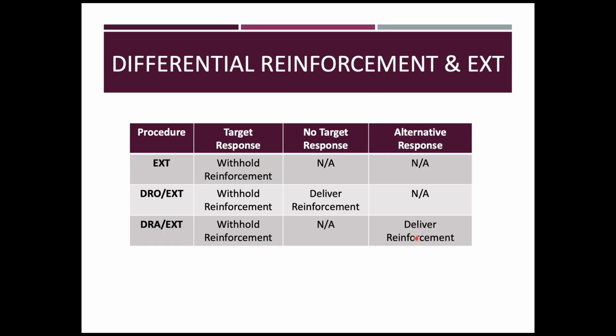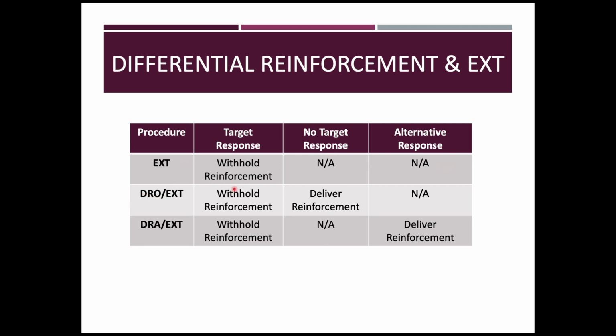So here's a grid that sort of indicates what's happening procedurally with extinction, DRO, and DRA. And as you can see, both these differential reinforcement procedures have an extinction component built into them. So with extinction, if the target behavior occurs, we withhold reinforcement, right? If no target response occurs, not relevant. Alternative responses are not relevant here.